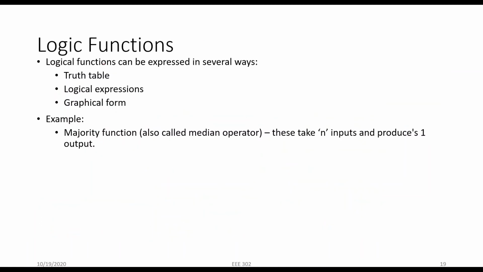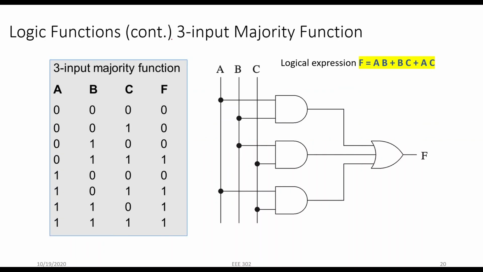So what we learn is that a logical function can be expressed in several ways. One is truth table mode, logical expression, and graphical form, and one example is the majority function. So let's see this one. This is the 3 input majority function's truth table, this part is the graphical representation, and this is the logical expression. From here, you can also draw a circuit.